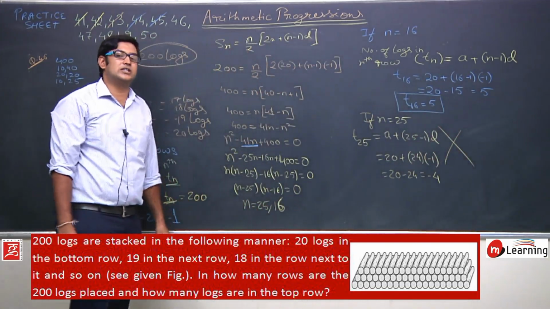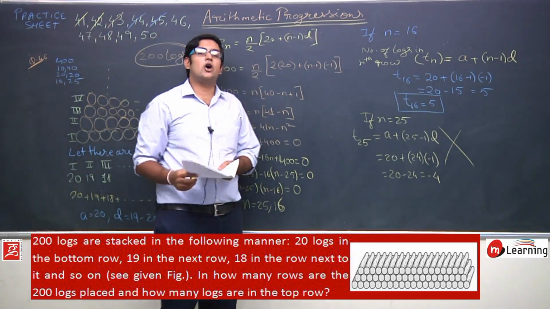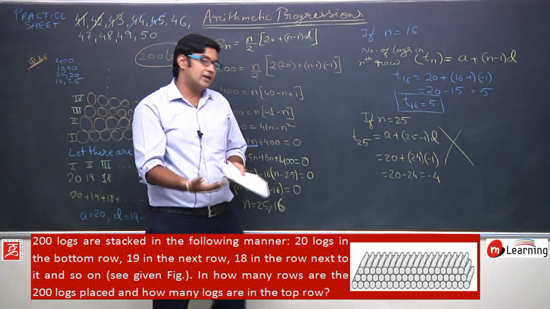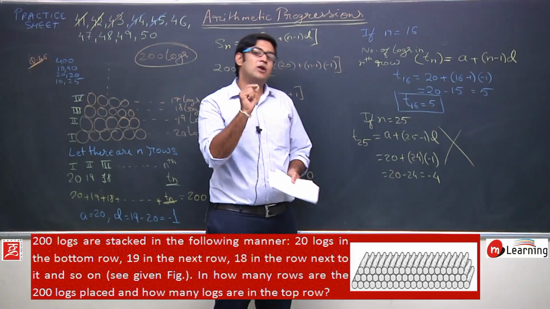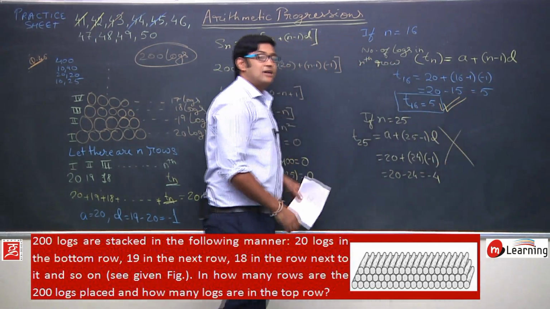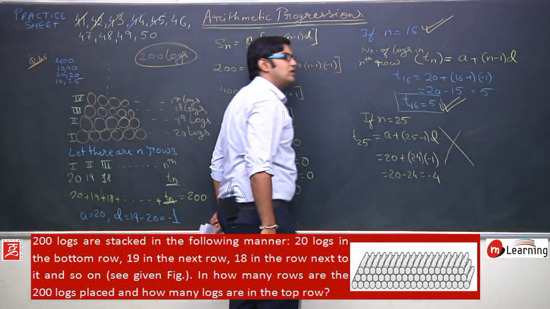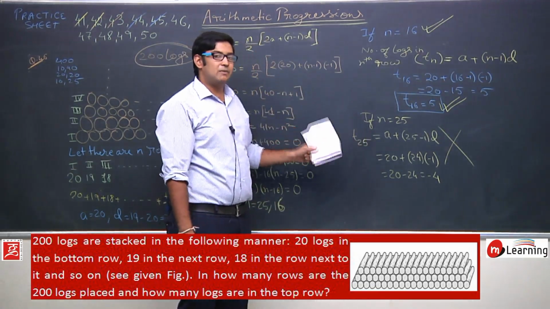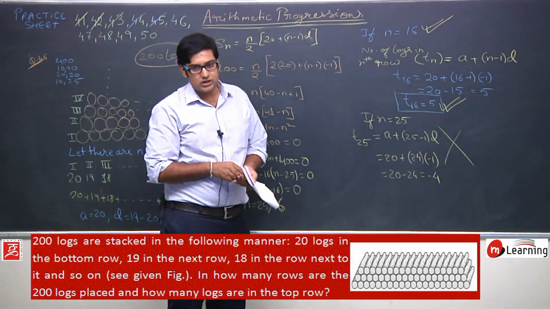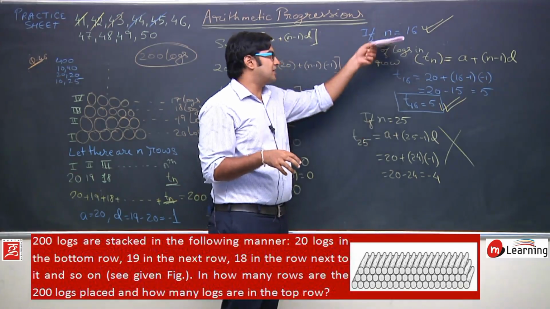The question is asking us how many logs are in the top row. If I want to calculate how many logs are there in the top row, I cannot answer this as minus 4. So the number of logs in the top row must be 5, and the number of rows has to be 16 only. This is discarded because practically we cannot place minus 4 logs. So for this particular situation I have discarded this solution and I have accepted this one.